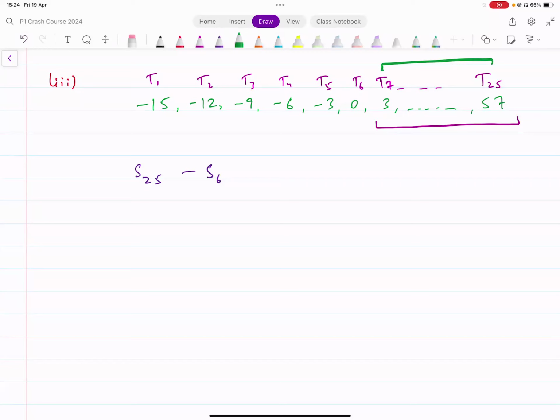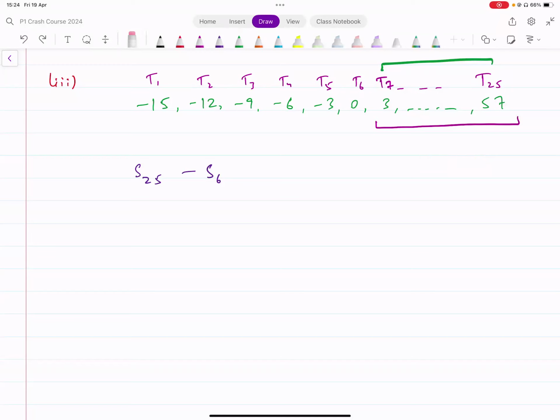25 minus 7 is 18. It's not 18 terms. It's one more than that. It's actually going to be 19. So generally what we do in cases like this is we find the difference and add 1 to that, because there's one extra term. If you're including both 7 and 25, the number of terms is going to be 19. You can count them. If you're unsure, it's 19 terms.